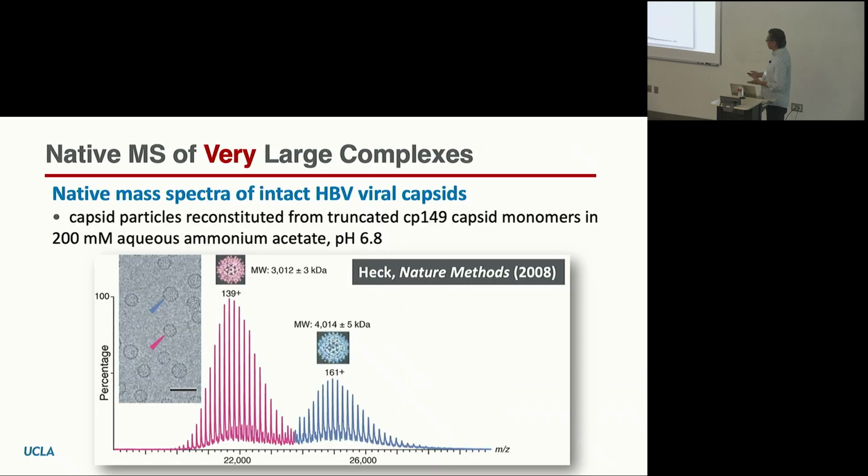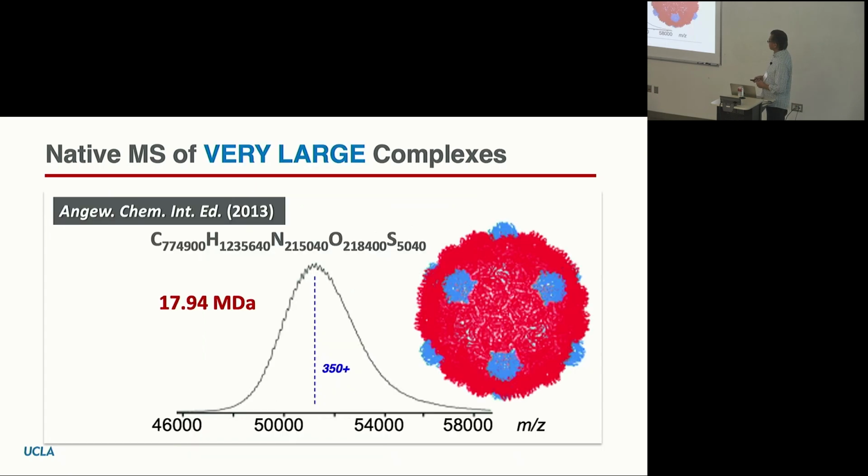Now you can take a whole virus, shove it into a mass spectrometer, and make the mass measurement of a virus. So Albert Heck's lab at Utrecht University, this is an early example. This was an HBV viral capsid assembly, one at 3 megadaltons in size and another one at 4 megadaltons in size. And the record that I think he's published, I think this is still the record, is almost 18 million molecular weight with a ridiculous elemental composition.